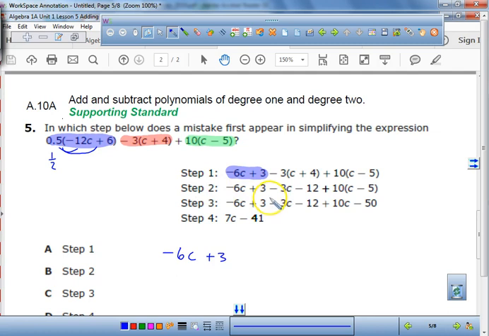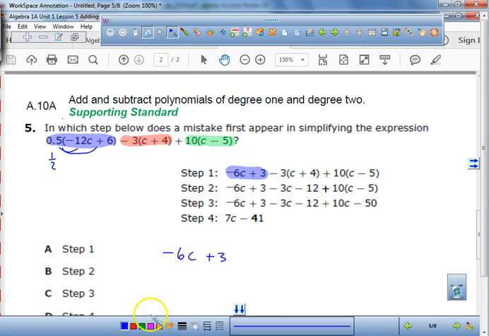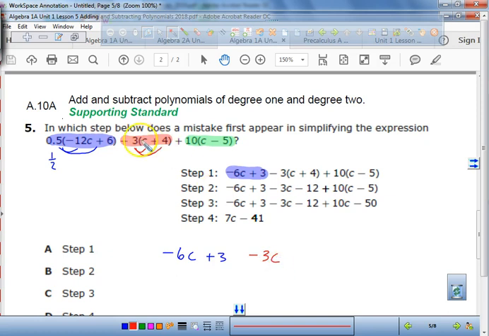That's why I don't really like this problem, because what do I ask you all to do the very first thing? All the way across. Okay? So this person is really, really slow. Okay? It's okay. So let's distribute. Negative 3 times c and negative 3 times 4. What's negative 3 times c? Close. Negative 3c. What's negative 3 times 4? Negative 12.